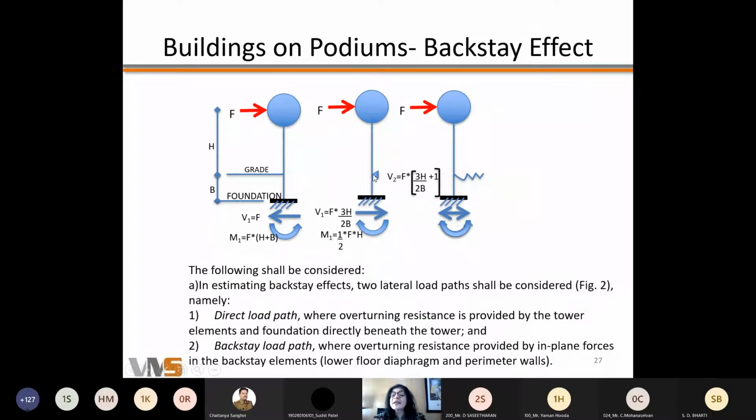In reality, you don't have pure fixity over here, right? So it's more like a spring support you give, and that is the behavior that you get in a building with a large podium, and a number of podiums are what they are. So this is a very important thing to understand.